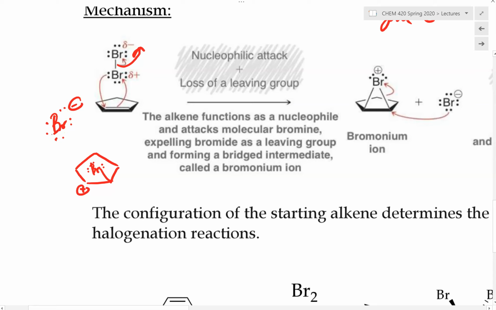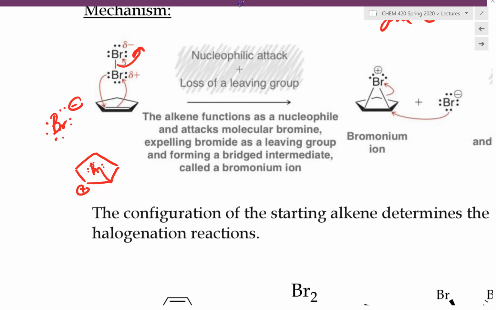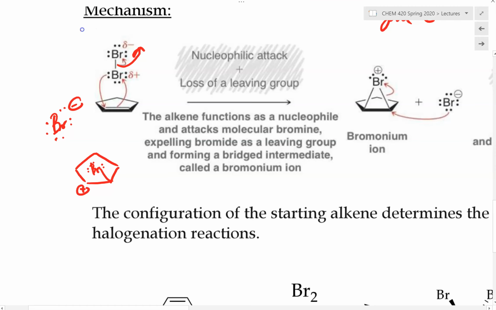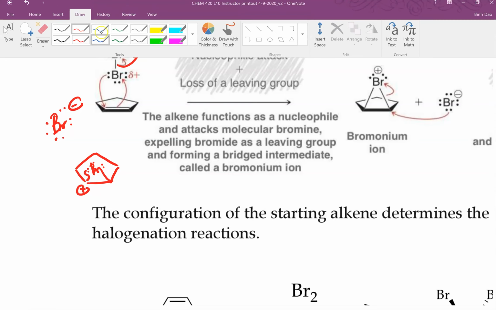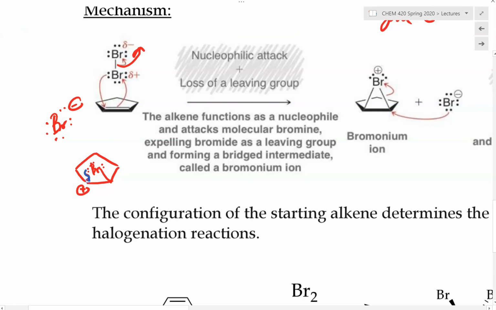So that's what we have right here. Now, the reason why we don't draw this intermediate is because it is highly unstable. It doesn't even exist at all. The reason is because the minute that we form this already, this bromine right here still has a lone pair of electrons. So that's why it can behave as a nucleophile, and that will then come in and attack this carbocation right here immediately.